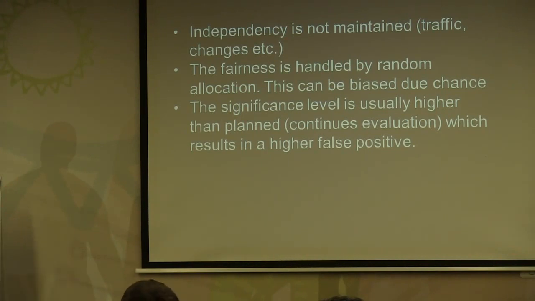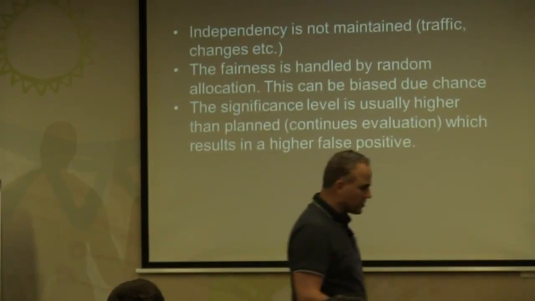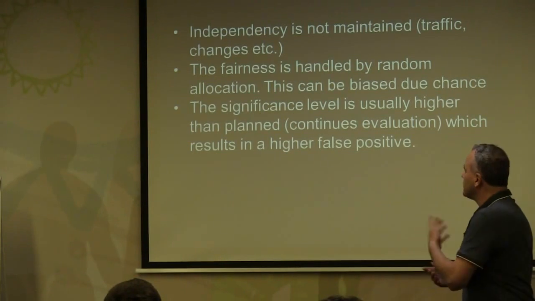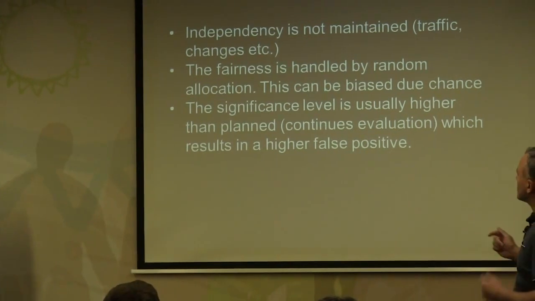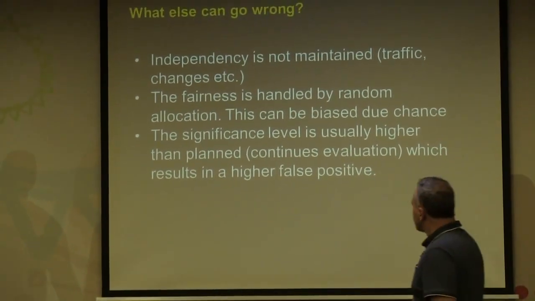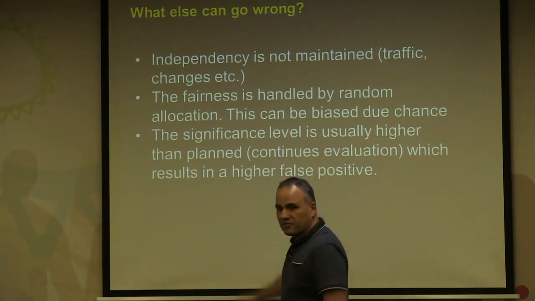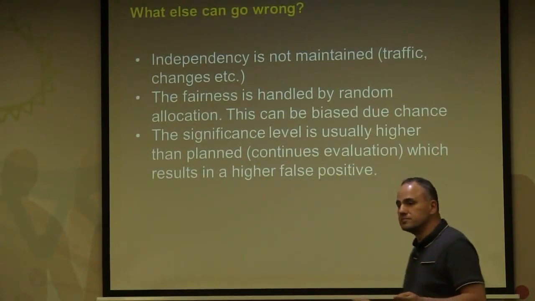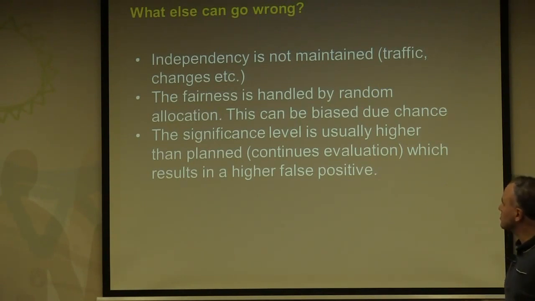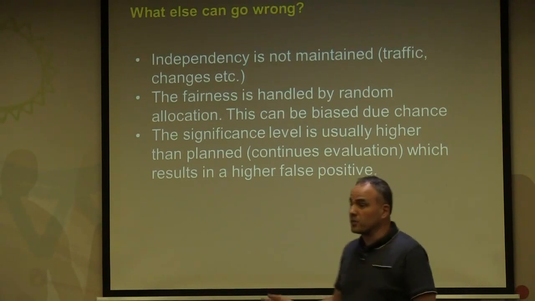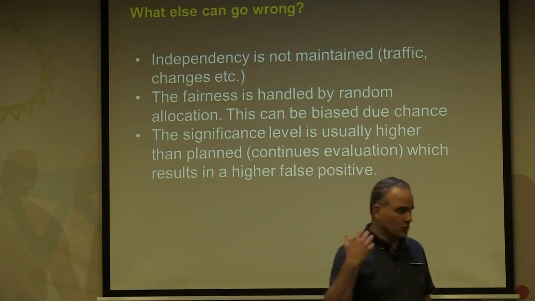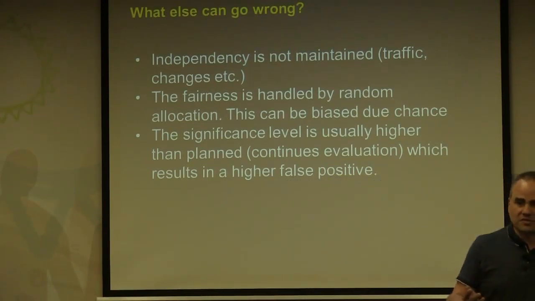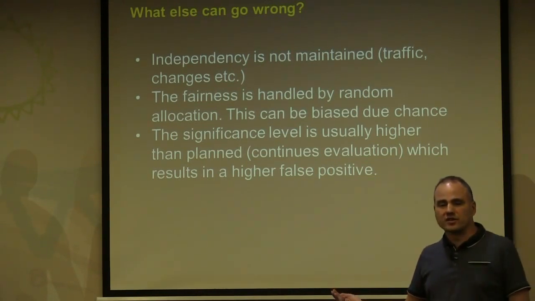Independence between objects in the sample. Usually you lose it. You don't have real independence because traffic is changing during the test and you may have the same visitor twice. If you want to have fairness, you need to have a clear random that is working correctly. Not a big issue, but you need to have it. And the significance level, when you set it, let's say, as I showed you, for 5%, it's not really a 5% if you are continuously evaluating the results.